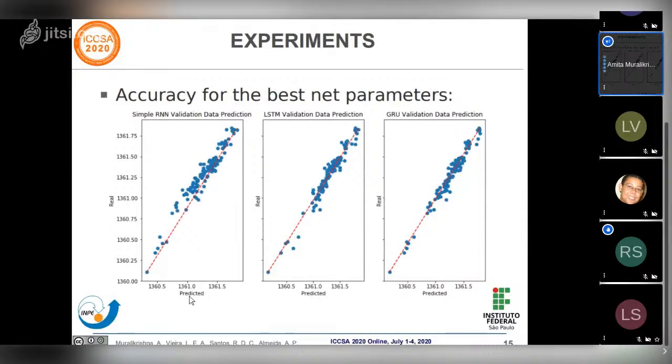This slide shows the graphics comparing the predicting performance for the 3 different architectures. I think comparing those, we can discard the simple RNN, definitely discard the simple RNN. And between the two with a better performance, we see a little better performance for the GRU net.